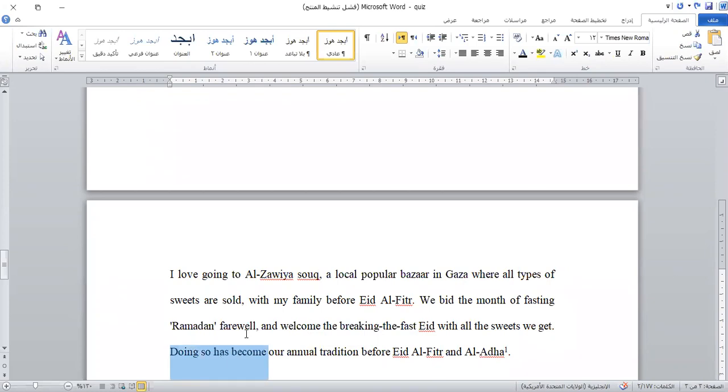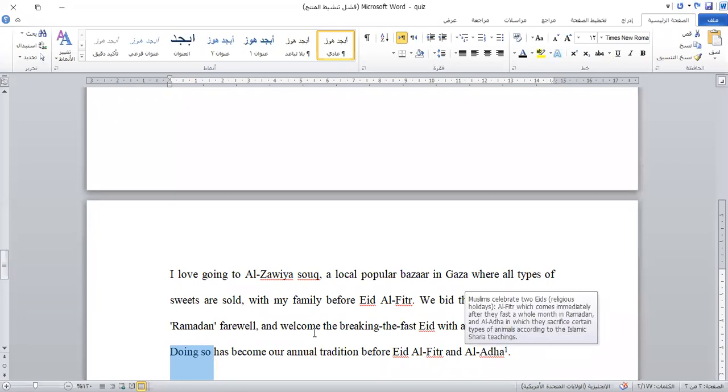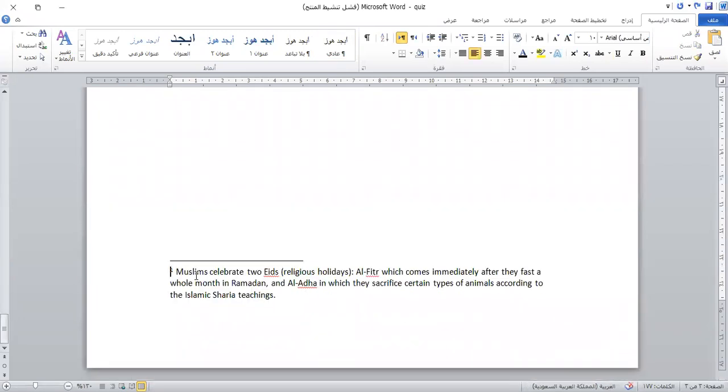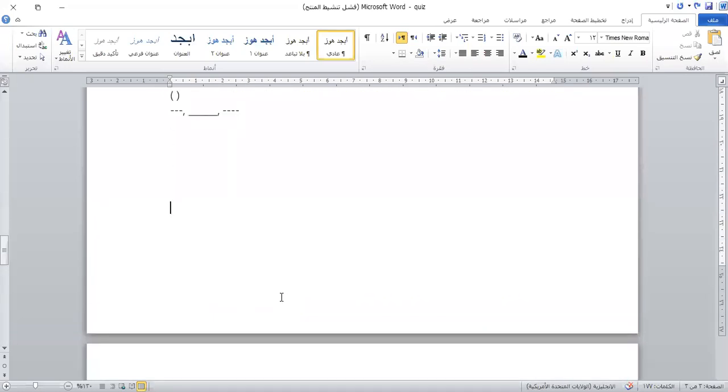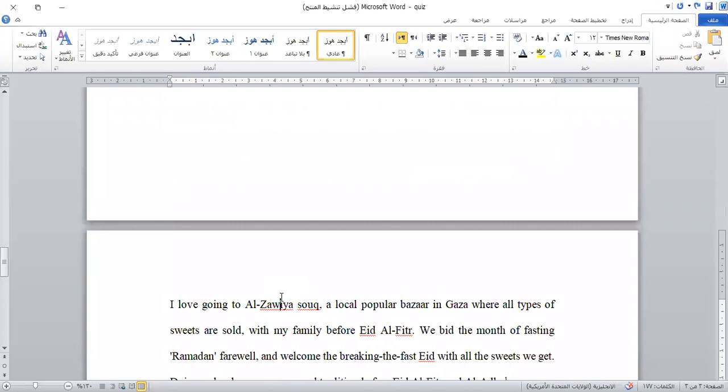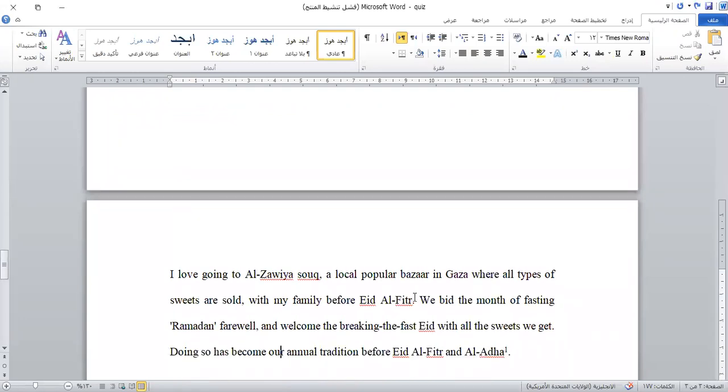And then doing so, because you don't need to repeat yourself, this refers to what you do, has become our annual tradition before Eid al-Fitr and al-Adha. And I only used the footnote once, and I wrote, Muslims celebrate two Eids, religious holidays, al-Fitr, which comes immediately after they fast the whole month in Ramadan, and al-Adha, in which they sacrifice certain types of animals according to Islamic Sharia teachings. And voila, the text is smooth, it's natural, makes sense, explains itself, is not troubling to the reader. And that's again what a translator should do.